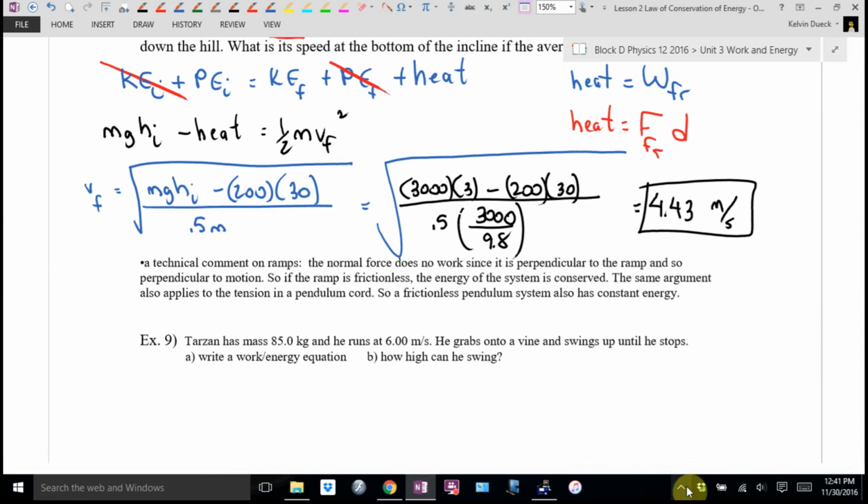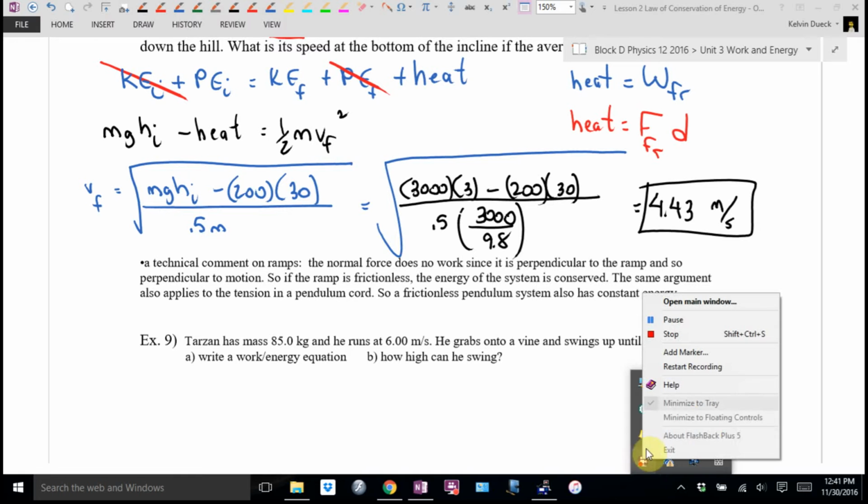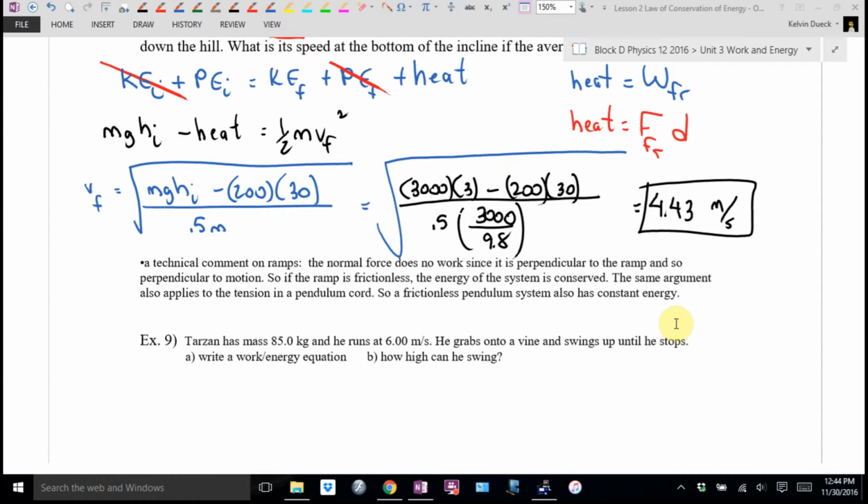Pause the video. We're going to go off on a bit of a tangent. Put your pencils down. So the whole point of that rant was to really say, look, on a ramp, normal force does no work. On a rope swing, tension does no work if you're swinging. It means I can also analyze rope swings with the law of conservation of energy.